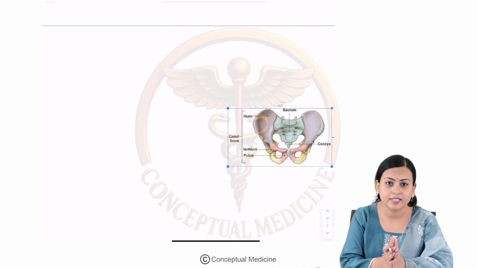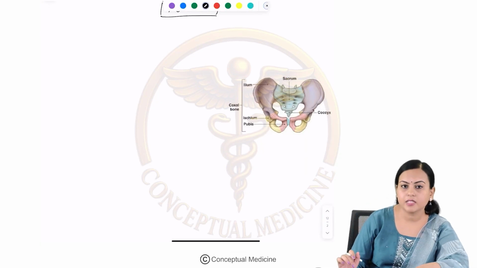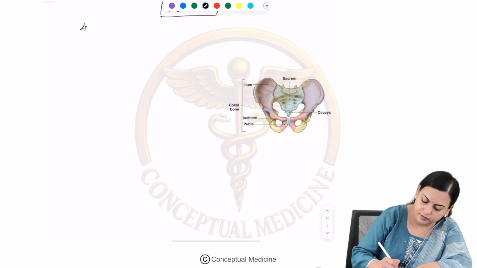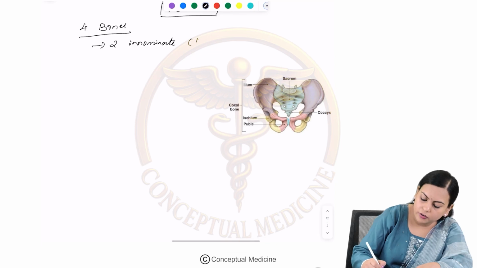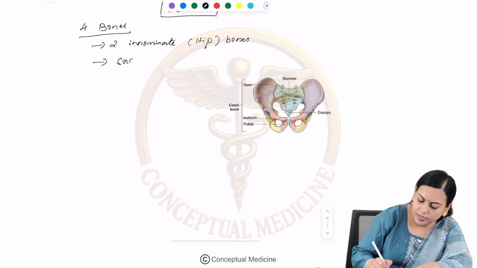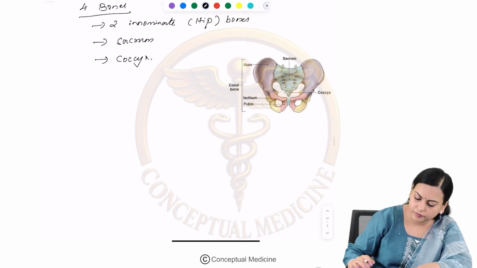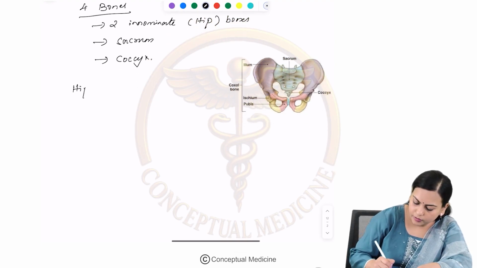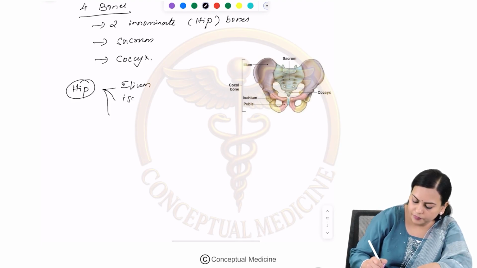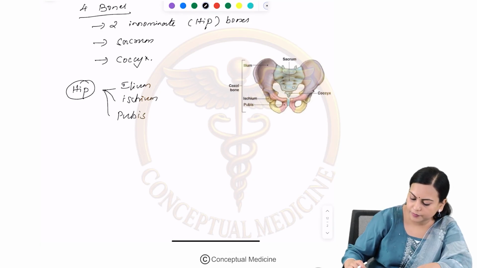Now we are going to discuss about the pelvis. Pelvis is made up of 4 bones. We have the 2 innominate bones or the hip bones, and we have the sacrum and the coccyx. Hip bone further consists of ilium, ischium and pubis.